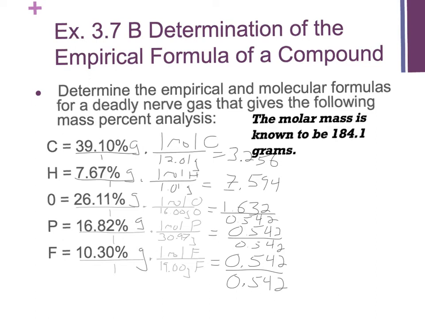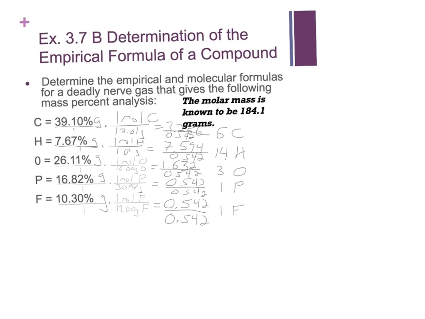I'm sure this is getting tight on the screen. We go through all that math and we will see we have 6 carbons, that's a whole number. We're going to get 14 hydrogens, 3 oxygens, 1 phosphorus, and 1 fluorine. Okay, so that's enough to give us our empirical formula. We say C6H14O3PF.